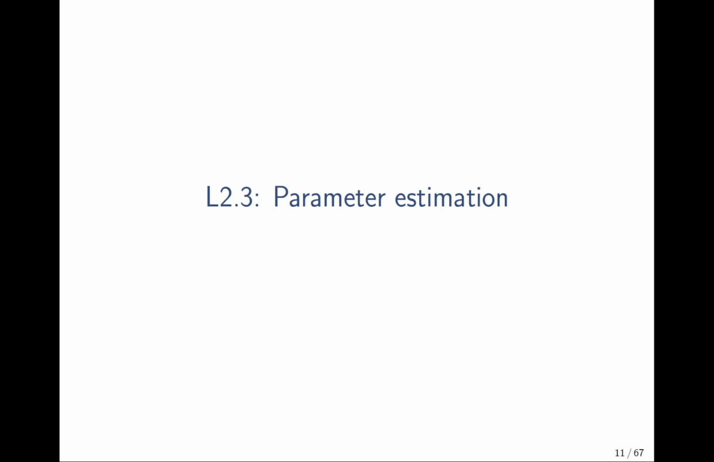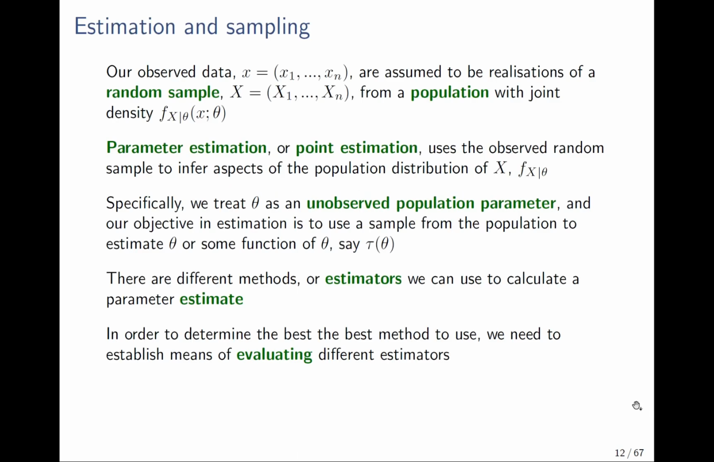Okay, so we now turn to the first objective of inference that we want to discuss in this lecture, and that is estimation or parameter estimation. We're following on from what we've said already. So we've got observed data, which are assumed to be realizations of a random sample from a population with a joint density f(x | theta), theta being the parameter.